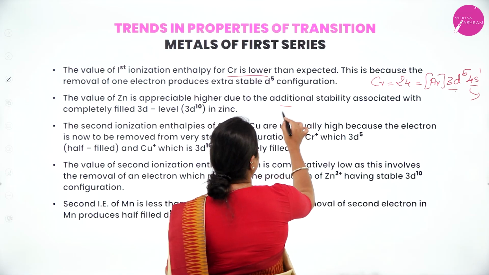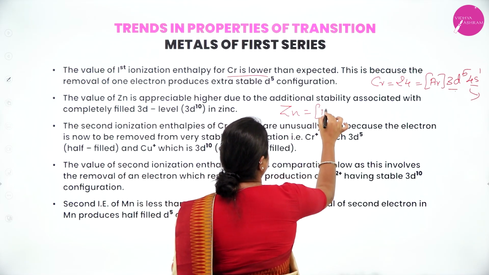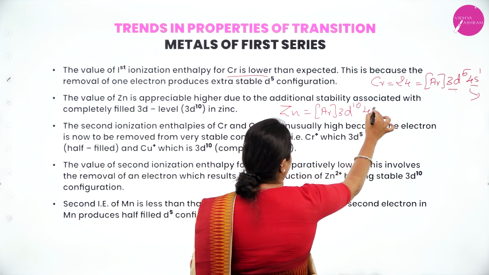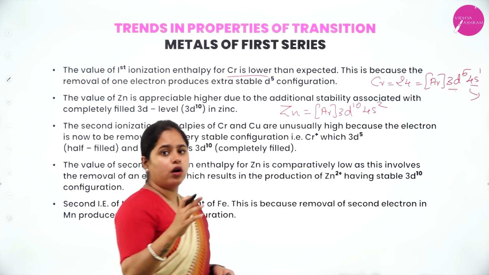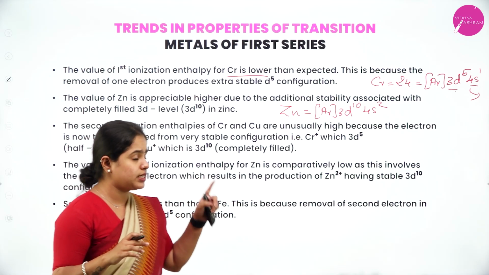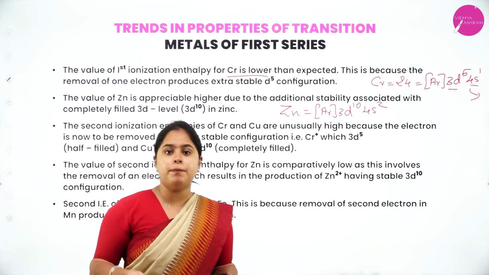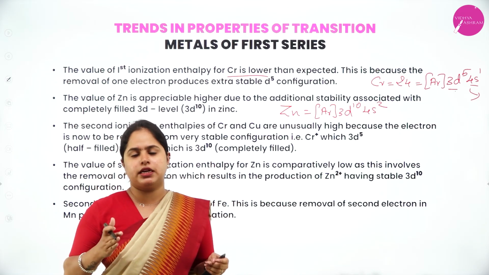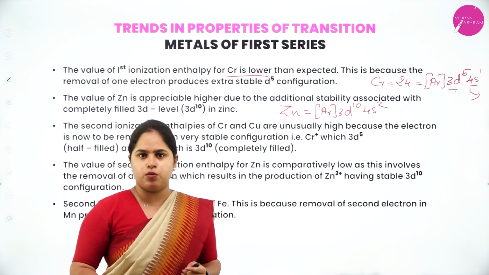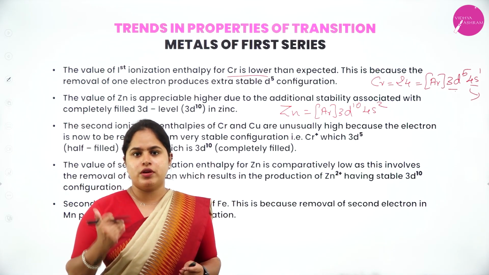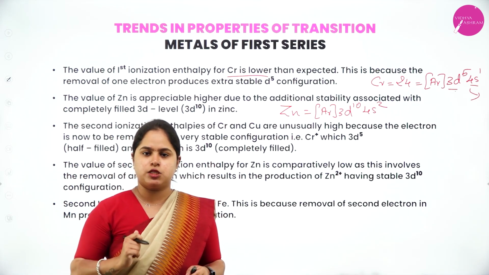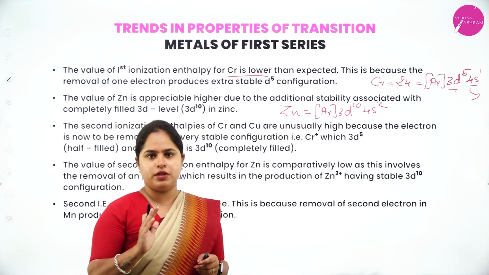Okay, coming to zinc, what is the electronic configuration? It is argon 3d10 4s2. So you can see here all the orbitals are completely filled. See, it is 3d10. It is completely filled. So it is completely filled means it is already in a stable condition. Will it be ready to lose one more of its electron? No, right? So in that case, ionization enthalpy will be higher than what is expected, right? Yes, so I hope that is clear.